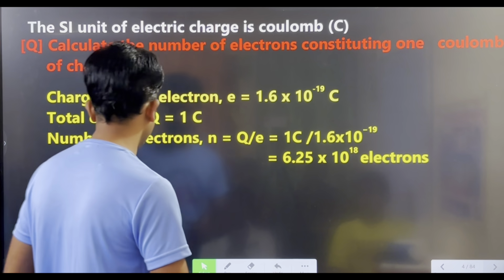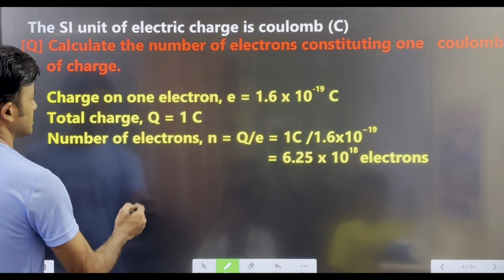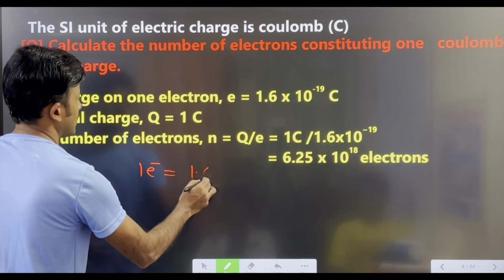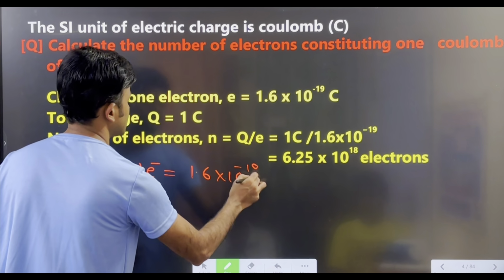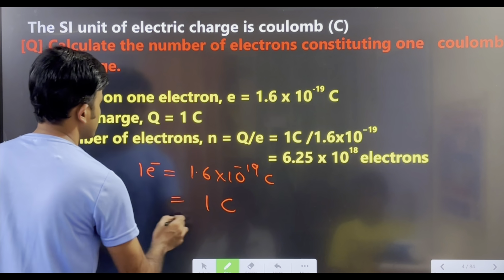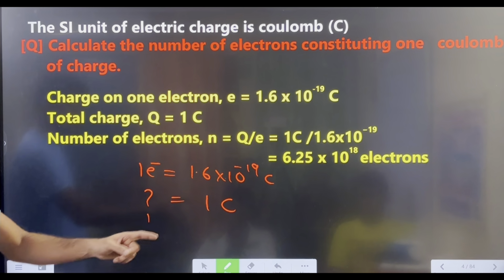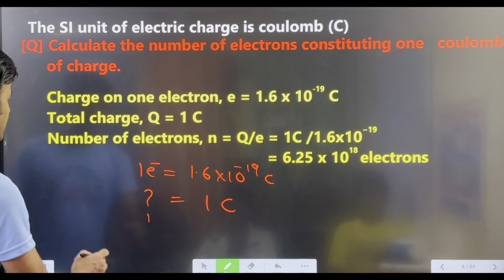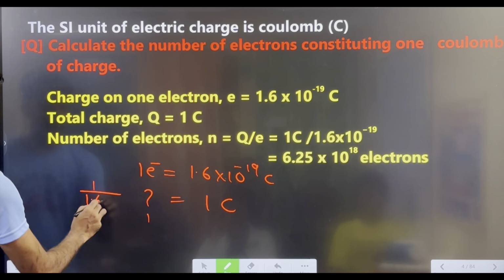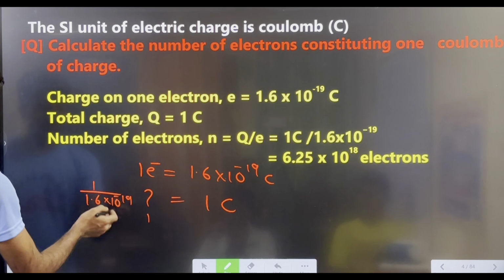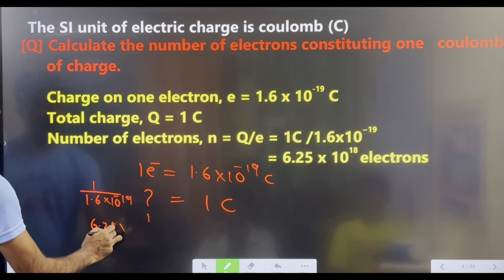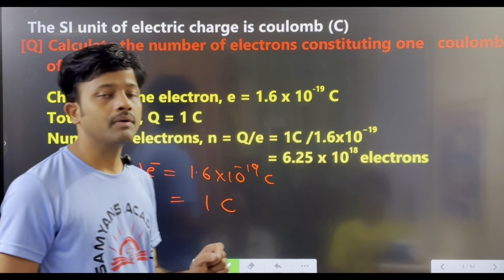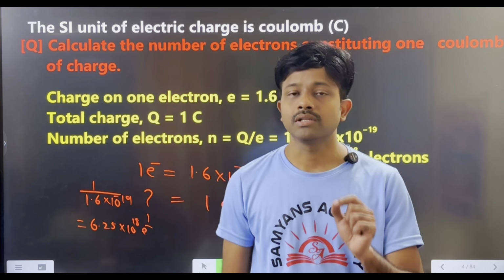Right? Then how do you calculate this? This calculation we can simply say like this. One electron has the charge 1.6 into 10 to the power of minus 19 coulomb. Then 1 coulomb of charge consists of how many electrons? Just do the cross multiplication, 1 into 1 by 1.6 into 10 to the power of minus 19. This will give you the value 6.25 into 10 to the power of 18 electrons. So 1 coulomb of charge consists of 6.25 into 10 to the power of 18 electrons.